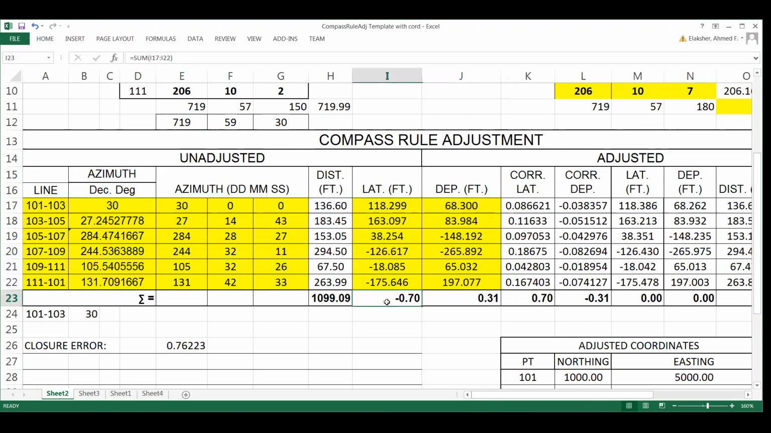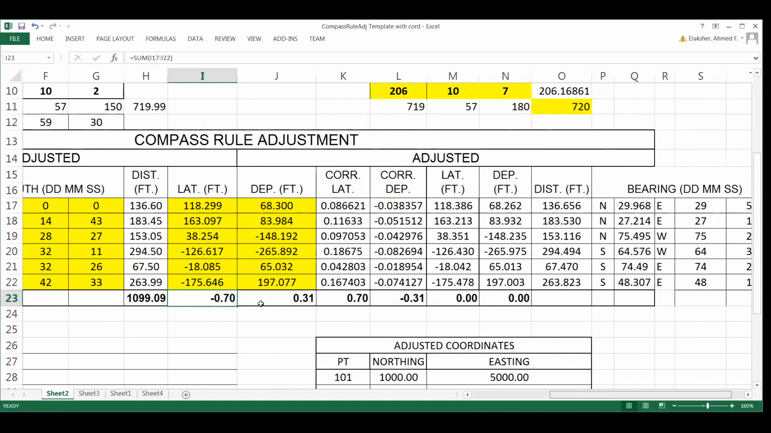But this is what I did here. I just added these up. So maybe if I give you this spreadsheet, what you can do is maybe double check your calculations. Like you can maybe have your latitude, departures, and double check these different parts.